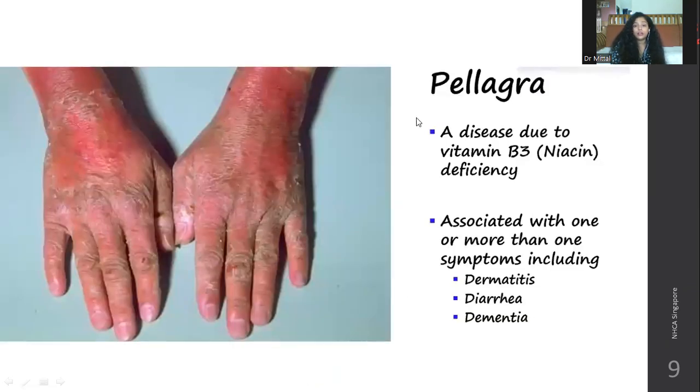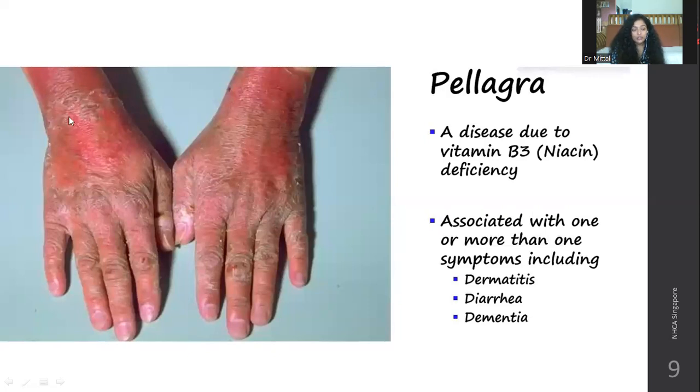So this is how pellagra looks. A disease due to vitamin B3 deficiency. It is associated with more than one symptom, which may include, first, dermatitis. You can see here the redness, and it is itchy. It will be itching as well. It's an inflammation of the skin. Dermatitis, inflammation of the skin.